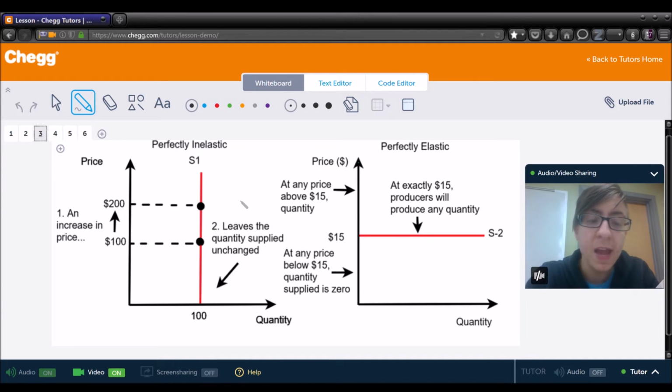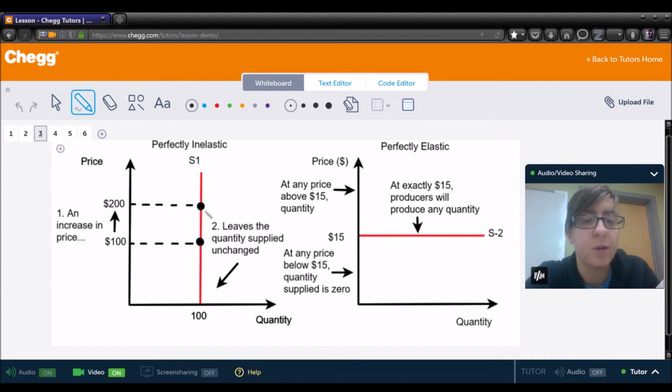So as stated, if something is perfectly inelastic, an increase or a decrease in price leaves the quantity supplied unchanged. So no matter how much or how little you pay or charge for the price, people will still only demand 100 units of it. That means you could charge a penny, people will still only want 100 units. You could charge millions of dollars, billions, and people will still only want 100 units.